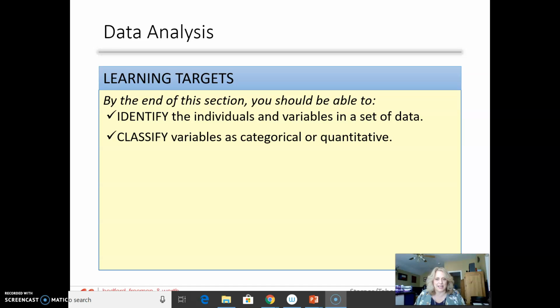In class today, you were given a survey, an AP statistics survey, and it has all types of variables on here. Make sure you have that in front of you as we go through this lesson.